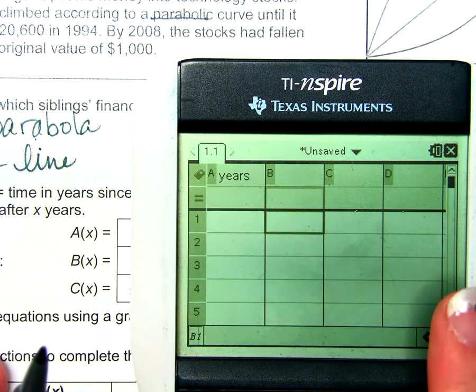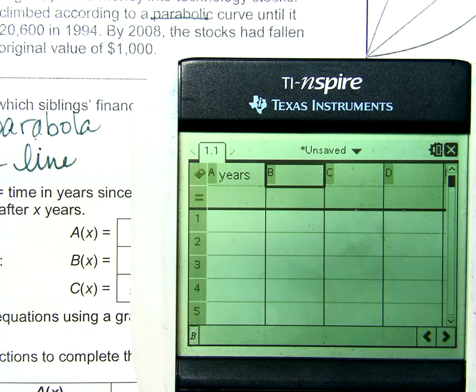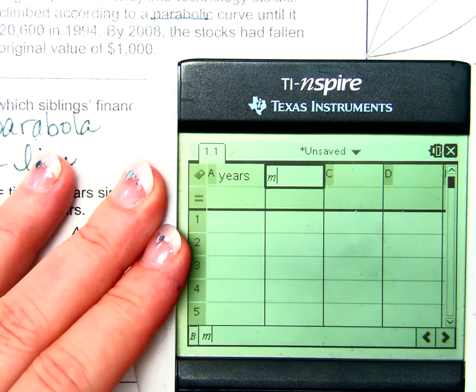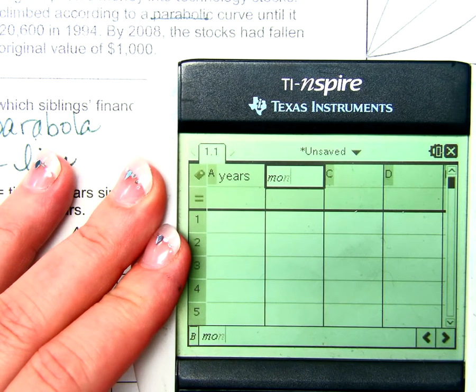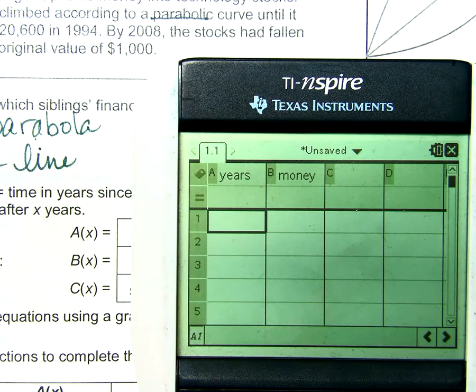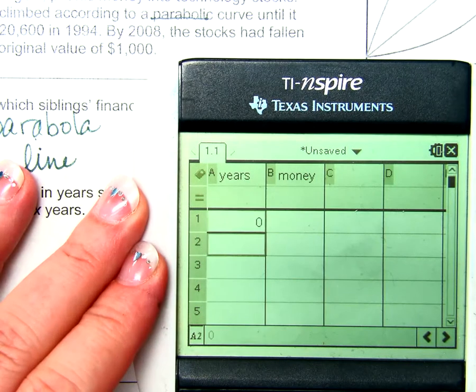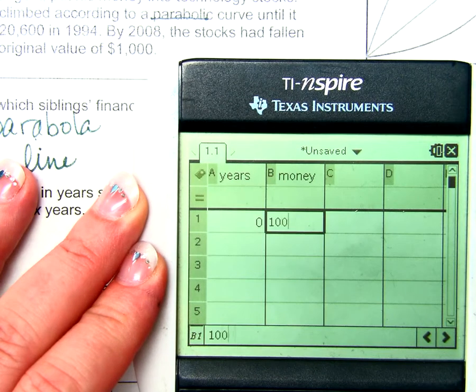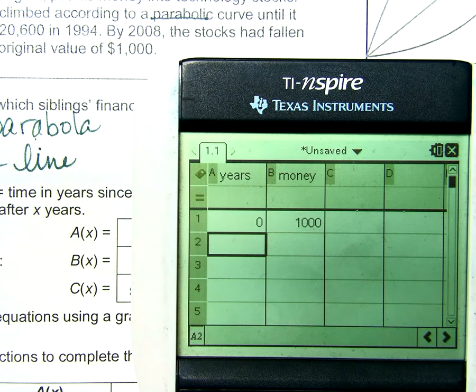And we know our y value is going to be what? Wait, what is our y value going to be? Amount of money. So what do I know? What points do I know? You said I had 3. What are they? 0, 1,000. Because why? Because he started off with $1,000. You started off with $1,000 in 1980, right?